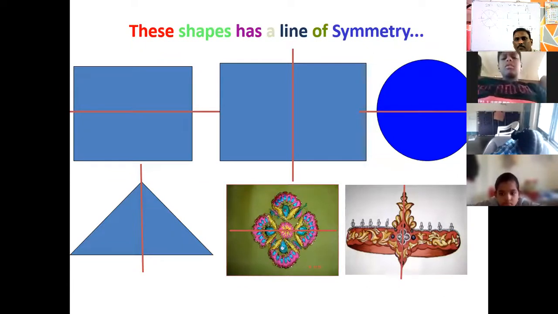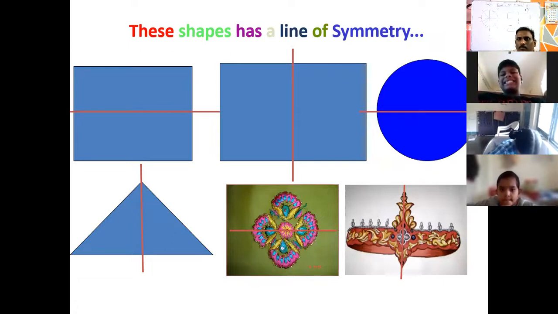King's head. It is the king. Vertical symmetry, horizontal symmetry. This shape has line of symmetry. King will wear the topi.